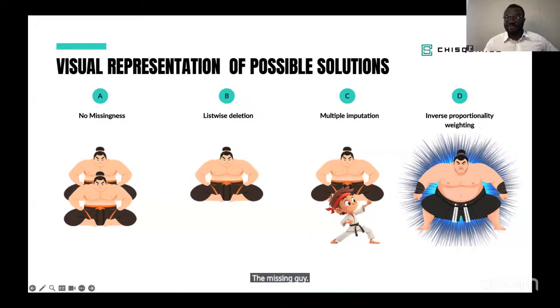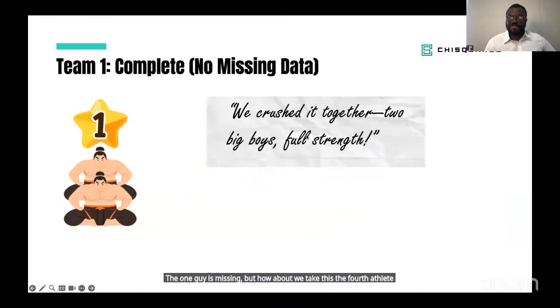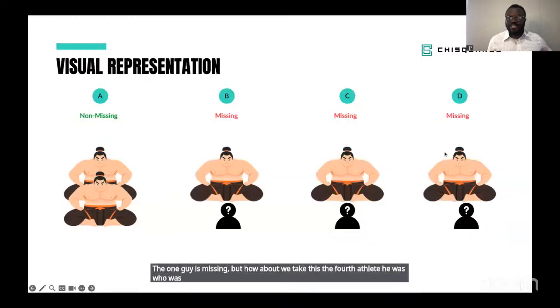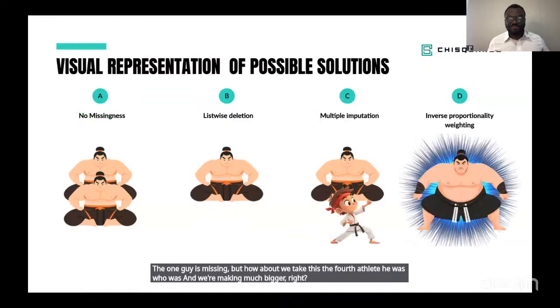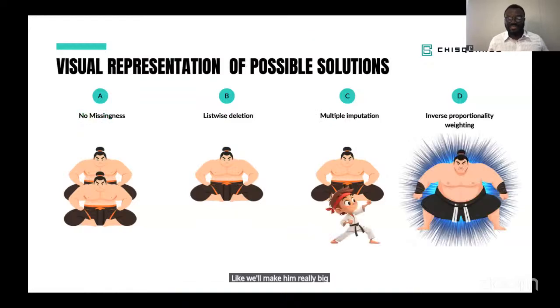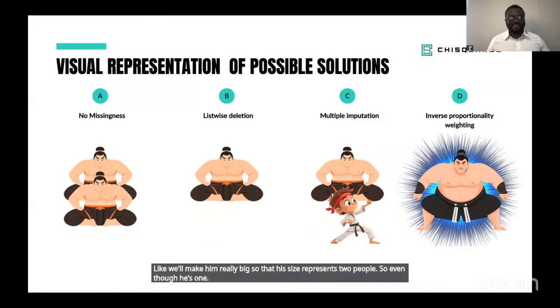Then scenario number 4 says, well, the one guy is missing, but how about we take the fourth athlete who was here, and we make him much bigger, right? We'll make him really big so that his size represents 2 people. So even though he's 1, he has now been inflated. So he has the size of 2 people. It's like a sumo wrestler on steroids, maybe literally on steroids. All right. So that is what we're trying to achieve.